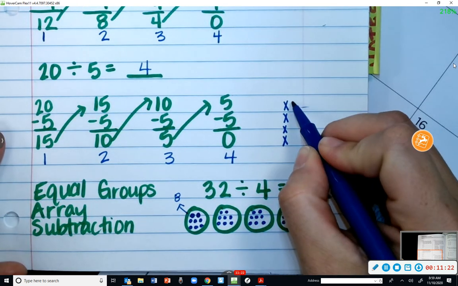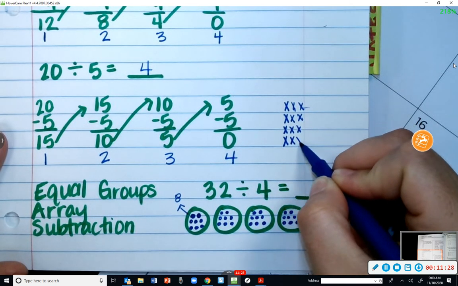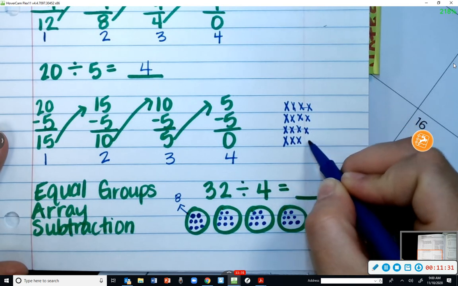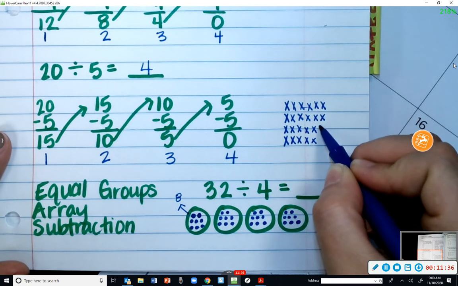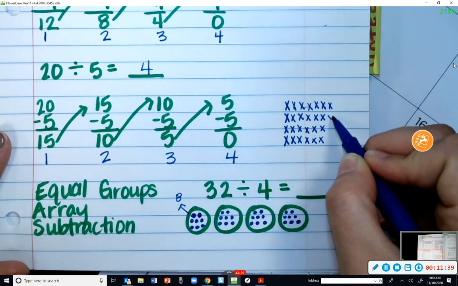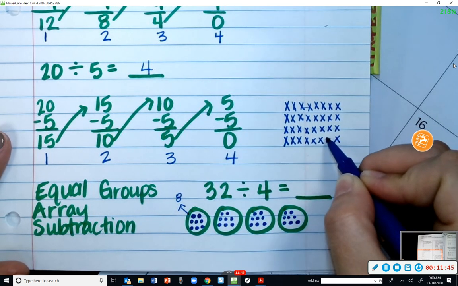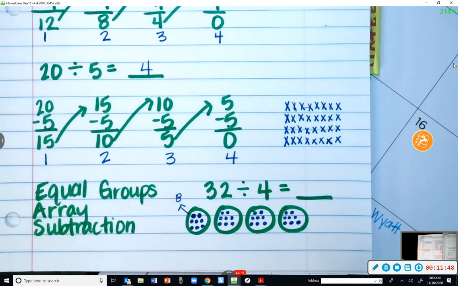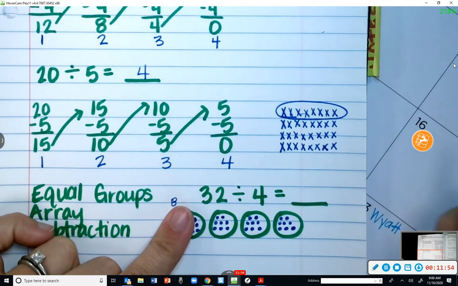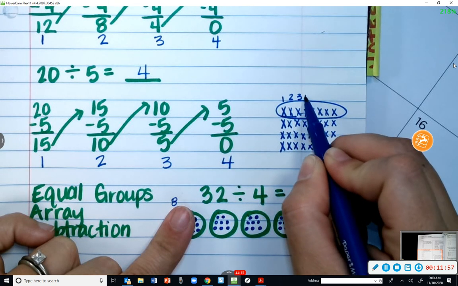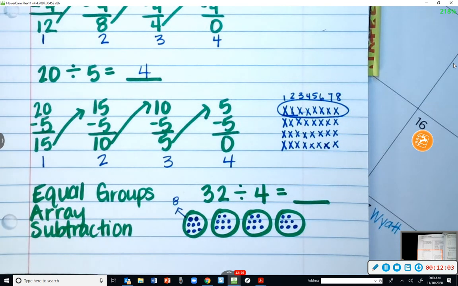So this is 4, 5, 6, 7, 8, 9, 10, 11, 12, 13, 14, 15, 16, 17, 20, 21, 22, 23, 24, 26, 27, 28, 29, 30, 31, 32. So now I can stop. I already know the answer, it's 8, but I'm going to make sure that this matches. So I count how many X's are in one row. There's 1, 2, 3, 4, 5, 6, 7, 8. Okay? So we have 8 again.